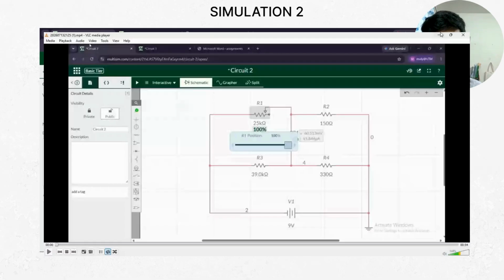Now, next we move on to the simulation. For the simulation, we're going to play around with the knob scale and also the value of the resistance or potentiometer. Then we can see that we first try the value of 10% and also the knob scale also 10%.